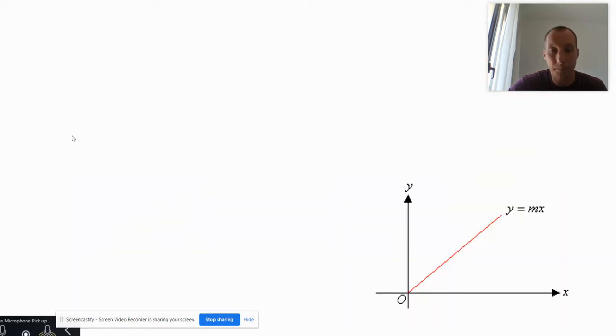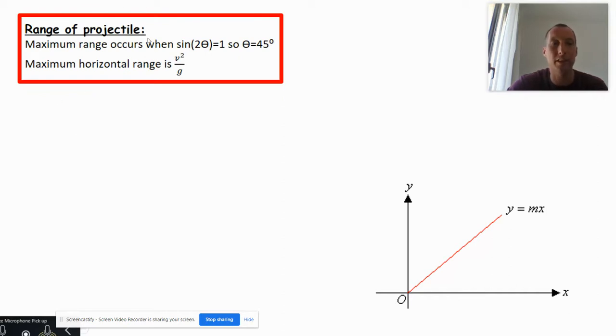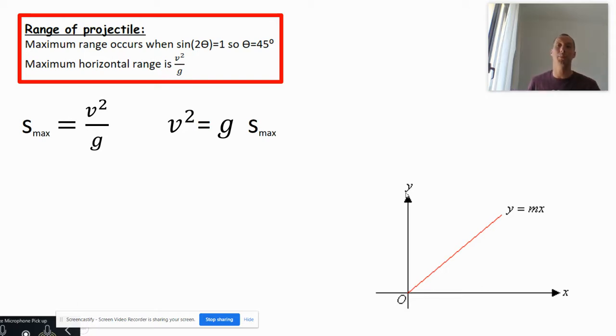I'm going to show you briefly how to use it and what we're going to do with it. But before I do, we've already got to the fact that the maximum range is always going to occur at a 45-degree angle, and that the range will then be equal to v squared over g if you use a 45-degree angle. So let's think about how we can prove this. I'm going to rearrange this equation to give v squared equals g times s max, where s max is the horizontal range. And I'm going to compare this to how we can get a straight line graph out of it, because I'm going to get you to draw a graph, and I want it to be a straight line graph. Physicists always love straight line graphs. We'll talk more about why later.